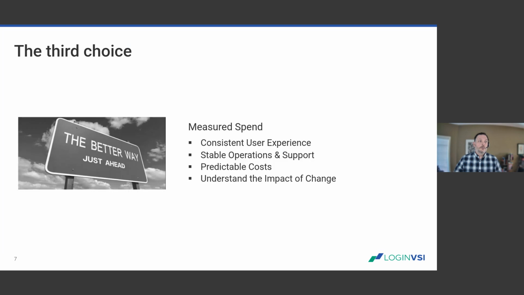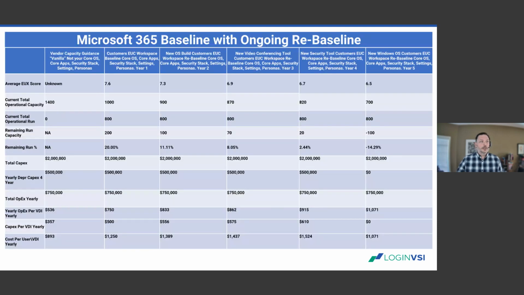So why don't we jump over to the next slide? This is what I look at as the third choice. It's a measured spend, right? So the goal is really consistent user experience, stable operations and support, and predictable cost. That's really important for a service, along with the ability to maintain a high quality user experience. Is that predictable cost, and really understanding the impact of change. And so I'm going to jump over to the next slide.